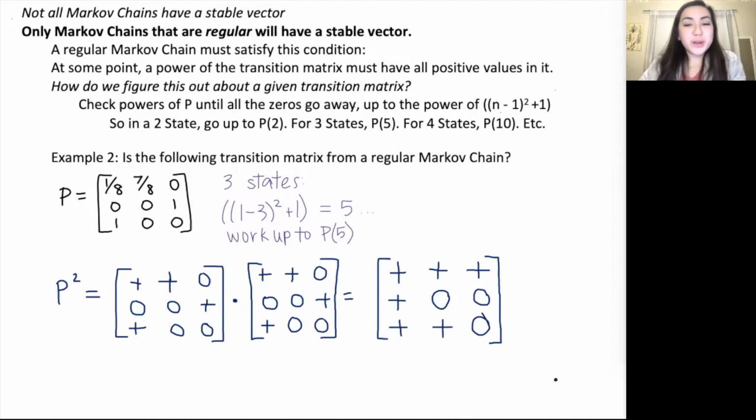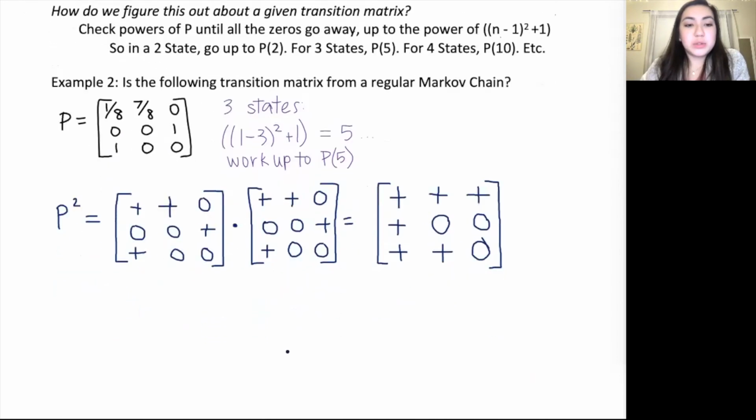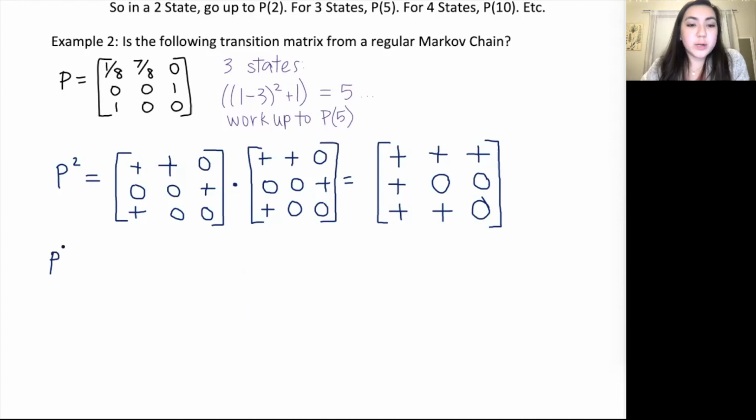Okay, so that's one iteration of multiplying the p's together. And what we ended up with was more positives. We did better, but we still have some zeros. So we have to keep checking. We're only at p squared. We got to get up to p to the 5th power. So what I'm going to do here is just get up to p squared times p squared, because that's going to equal p to the 4th.